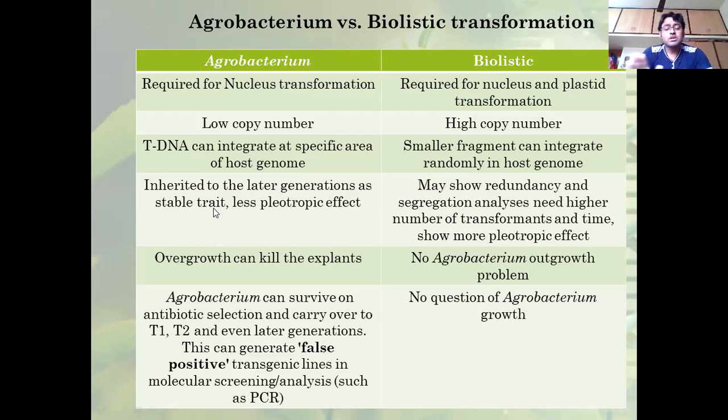But in the case of biolistic, there is no question of Agrobacterium overgrowth. There is no question of this type of false positive due to the Agrobacterium strain or Agrobacterium infection. And another advantage of biolistic is that if we need to develop a plant from the plastid, then the only option is biolistic. Through biolistic, we can generate the transformed plant from the plastid.